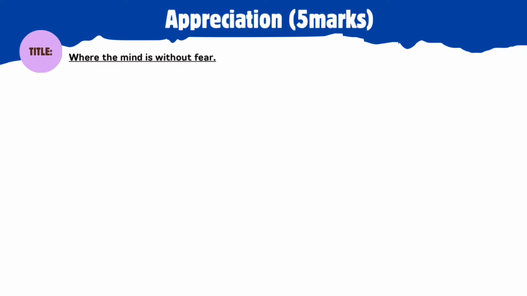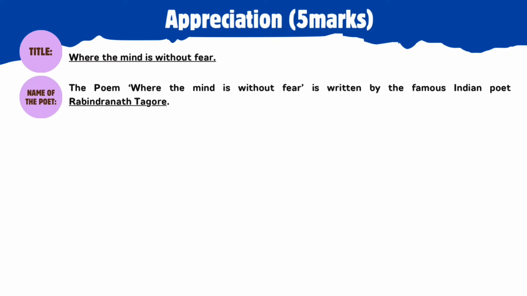Let's start. Title. Where the Mind is Without Fear. This is the name of the poem. So students, remember to underline the name of the poem because it carries half marks. Name of the poet. Since we will be writing in a paragraph format, we should mention it in a sentence form. The poem Where the Mind is Without Fear is written by the famous Indian poet Rabindranath Tagore. So students, remember here again you will have to mention the name of the poem along with the poet's name and underline the poet's name.